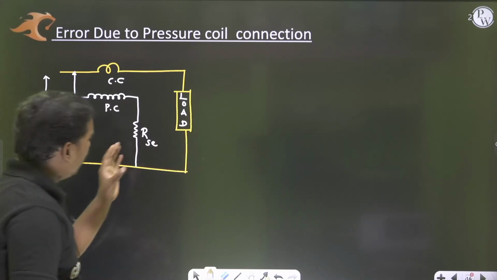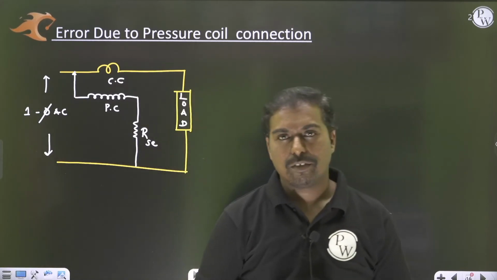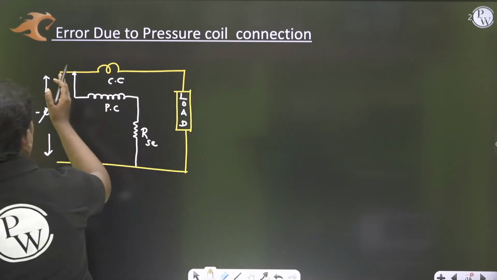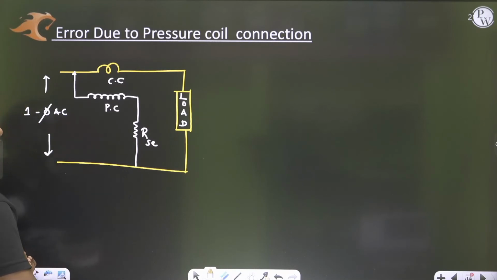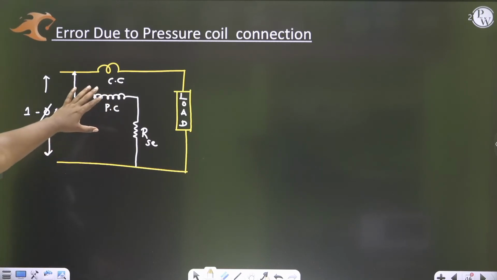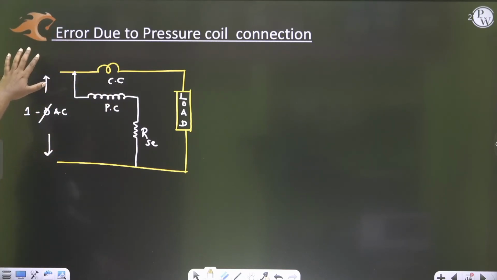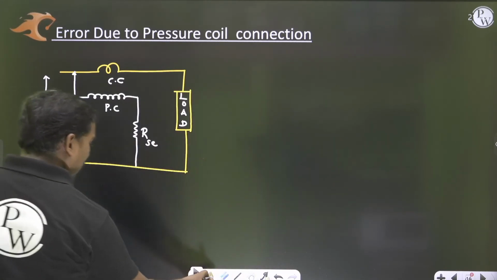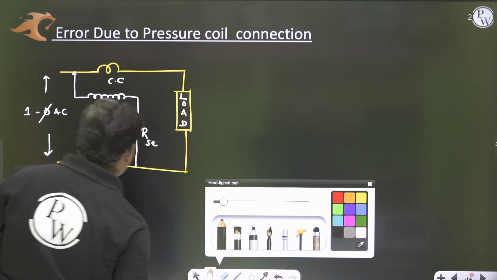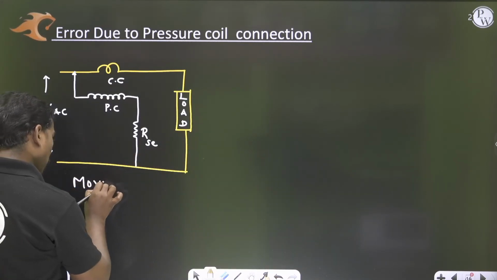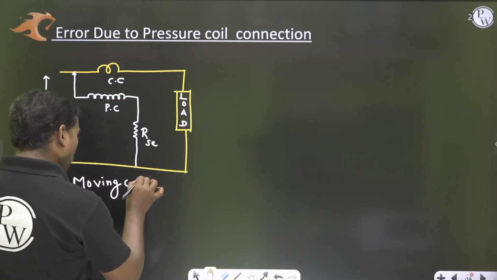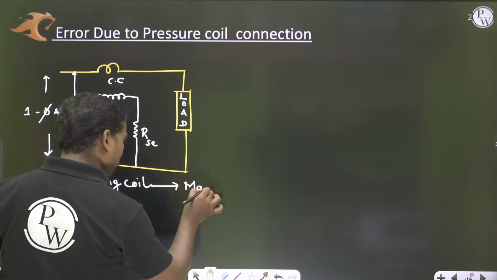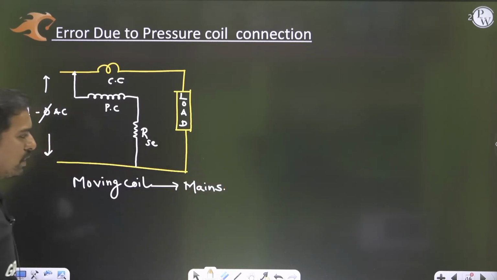Here the potential coil or the moving coil is connected at the MC connection. So the potential coil or the moving coil is connected at the mains. Yes or not? The potential coil or the moving coil is connected at the mains. So in this connection, what do you understand? The moving coil is connected to mains.